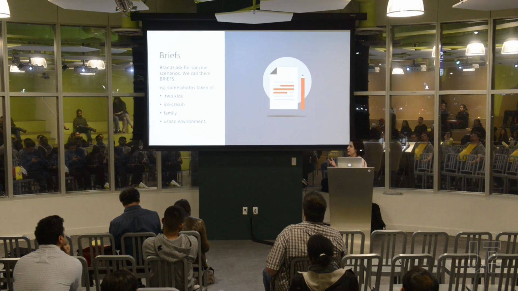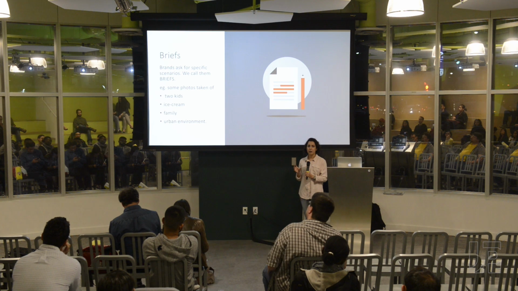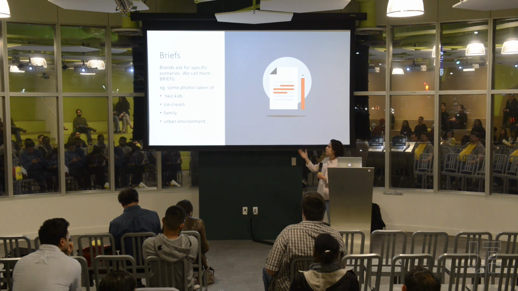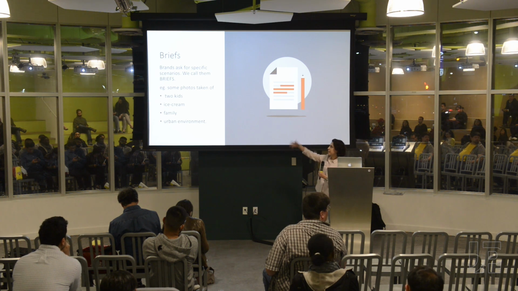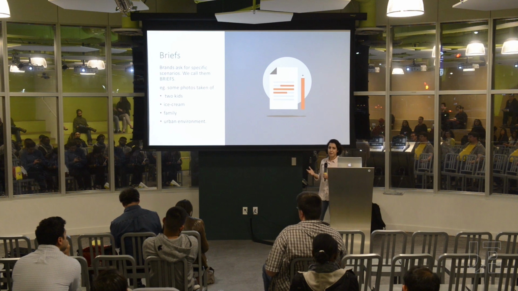Let me walk you through the workflow that we have in Shutterstock Custom. When a brand comes to us, say McDonald's, they have a specific scenario for us to shoot for them. They will ask us to shoot 25 photos of, for example, two kids having ice cream in a family environment, surrounded by their family in an urban environment. This kind of specific scenario, we call a brief.